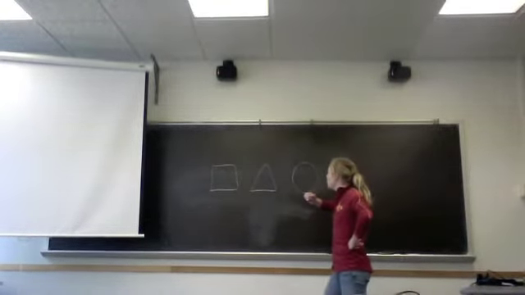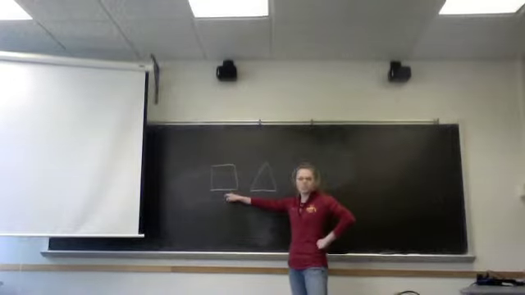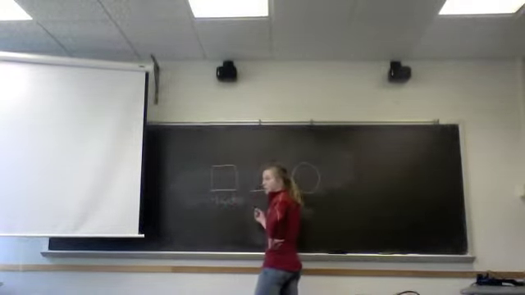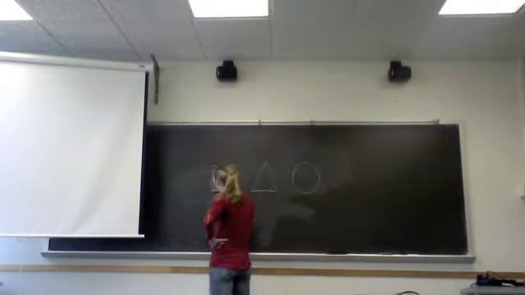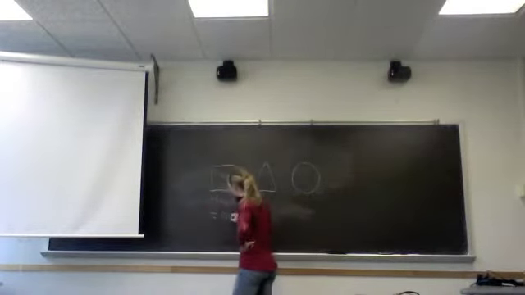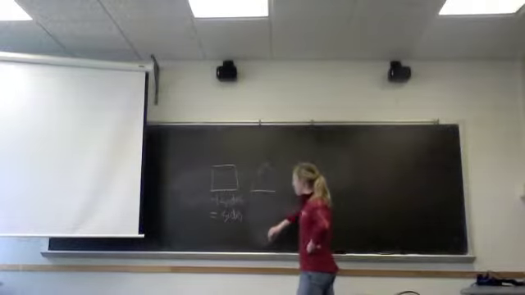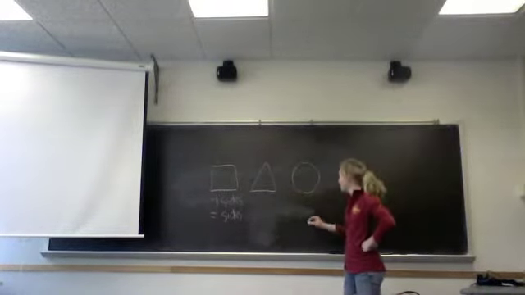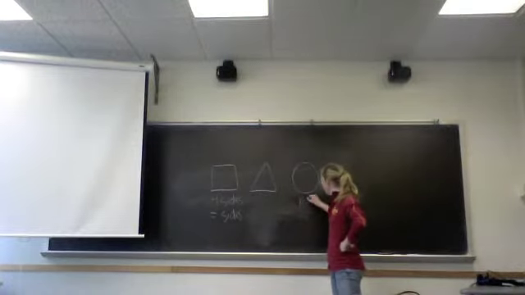So, what about this makes it a square? How do we know that this is a square? Four sides. Right, so we can say four equal sides. What about the circle? It's round. Is there anything else about the circle that we know?